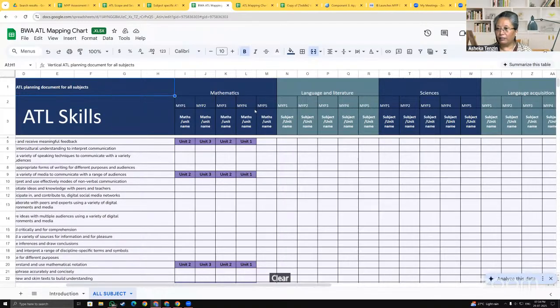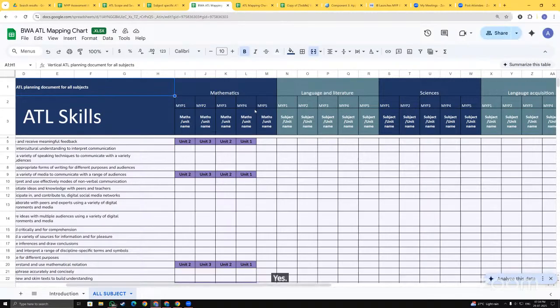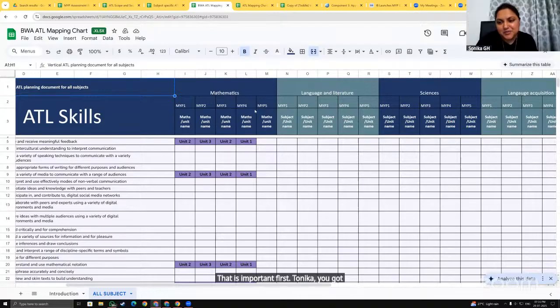Clear? You all understood the meaning of horizontal and vertical planning? That is important first. Yes, ma'am. Sonika, you got it? Can you please explain again, ATL coordinator? I was about to ask you.